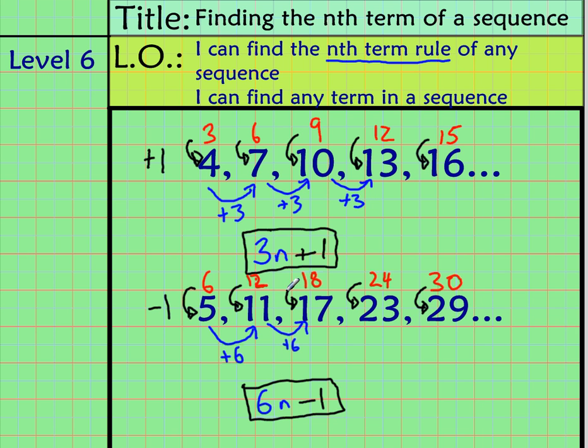And these things in the boxes here are going to help me find any term in these sequences, okay? Any term at all I like. And let me show you how.